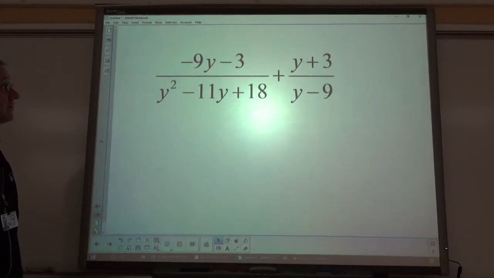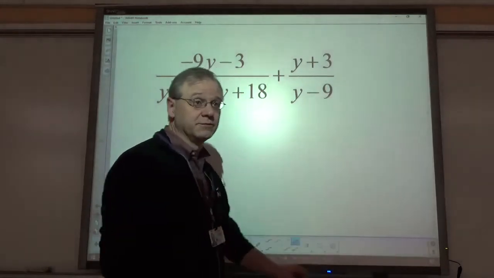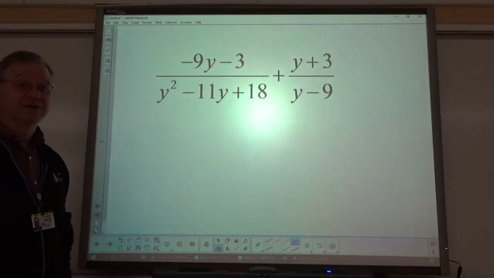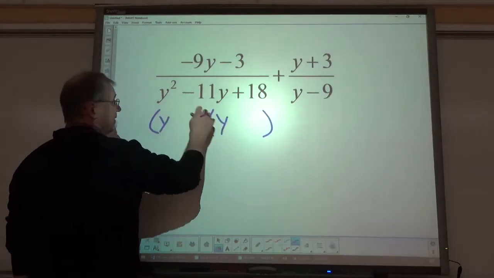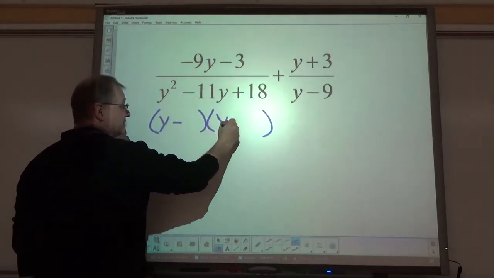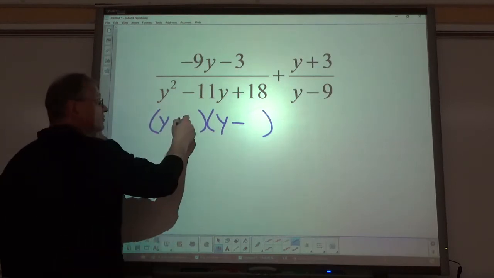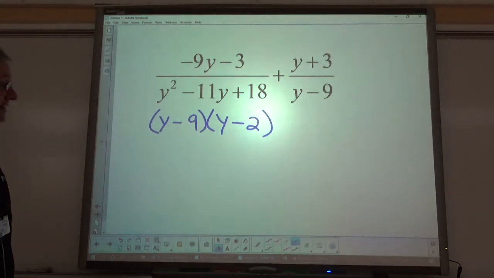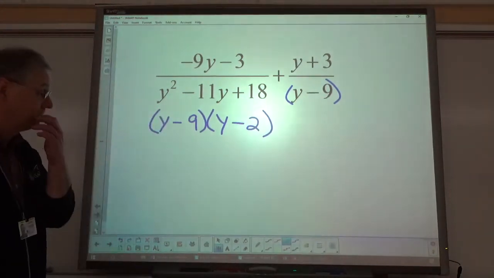Oh, wow, that's quite complicated. So what you want to do, as we stated in the previous example, is factor the denominators and see what they have in common. In this case, y and y, a minus and plus gives you a minus, minus sign set up. And pairs of numbers that multiply to 18 and add to 11 are 9 and 2. All right, so now I've got it set up. Now if you want to, put parentheses around that to make it obvious for yourself.